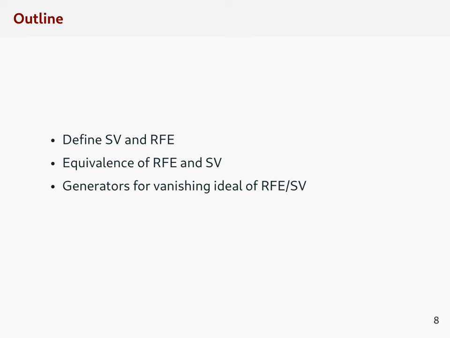Here's an outline for the rest of the talk. First, I'm going to define SV and RFE, and then we'll talk about the equivalence of the two, and then we'll look at the generators for their vanishing ideal, and then we'll take a look at this membership test, and with both of those, we'll see some of their consequences.